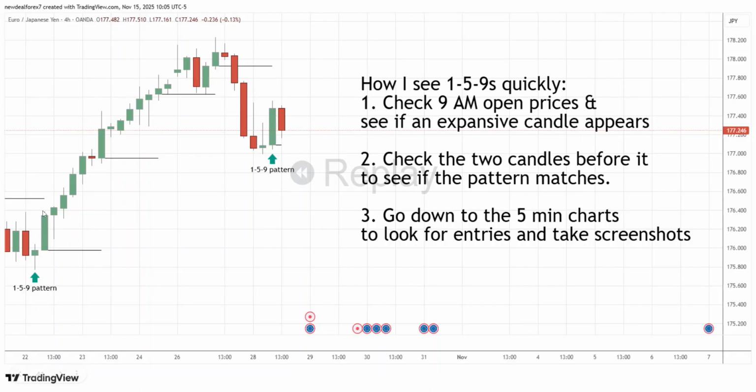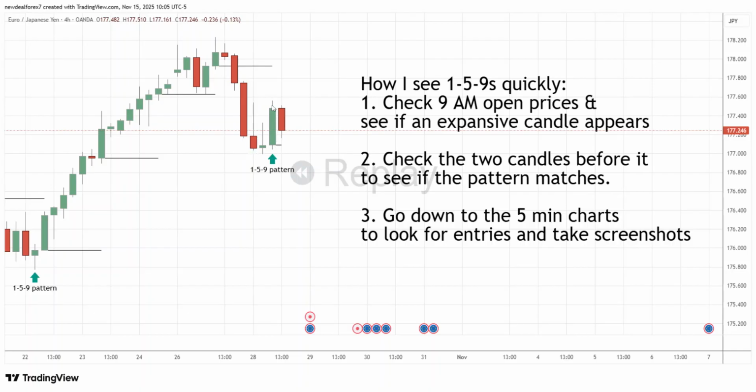So I just look for the expansion candles at 9 a.m. and then I have a 159. This is 159. Perfect. Notice how at this open price right here, you've got an expansion candle, but look at these two candles before it. Is this what I'm looking for? No, it's not. So that's not valid. But this one, I see an expansion candle. So I just check candles 1, 2. That's the range high. That's the range low. So this is a 159 pattern easily.